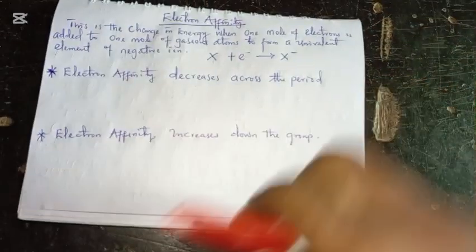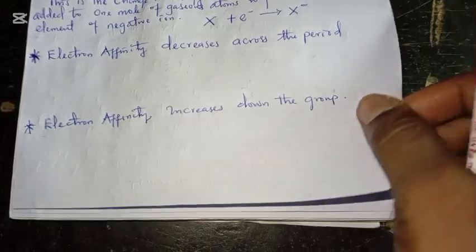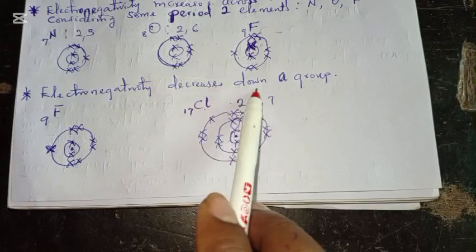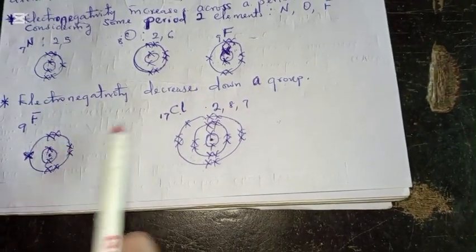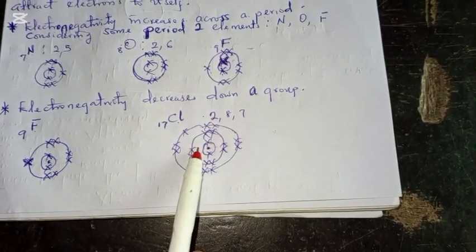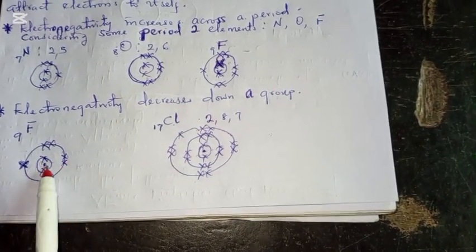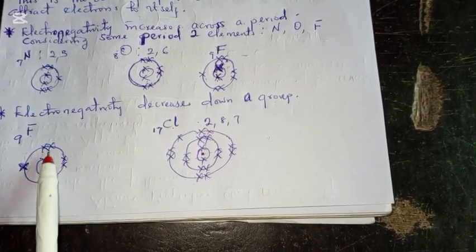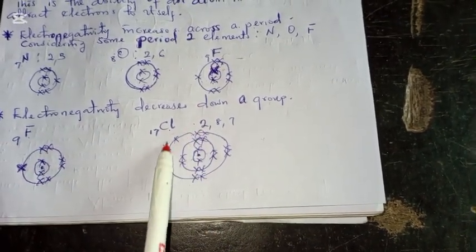On the other hand, electron affinity increases down the group. Now, to understand that fact, let us consider electronegativity once again. It is established that electronegativity decreases down the group. And this is because, considering the shell diagram of fluorine and chlorine, you would agree with me that chlorine has 3 shells, while fluorine has 2 shells, which means the protons of fluorine will tend to drag electrons closer to itself because the electrons are closer to the protons compared to that of chlorine, where we have 3 shells.